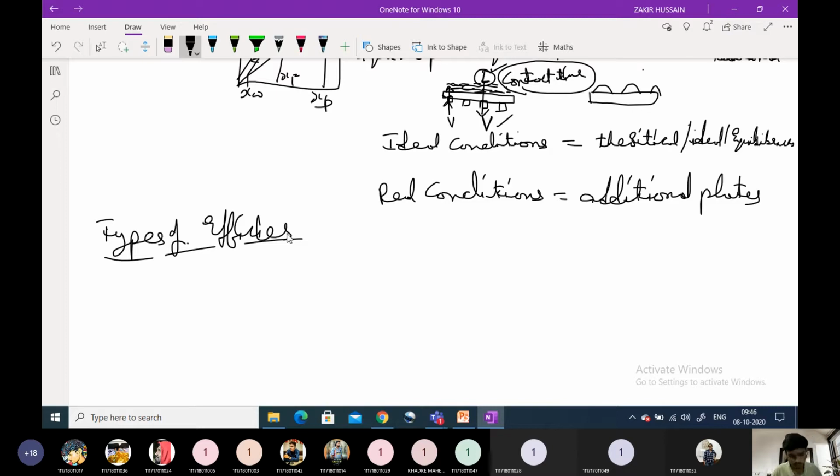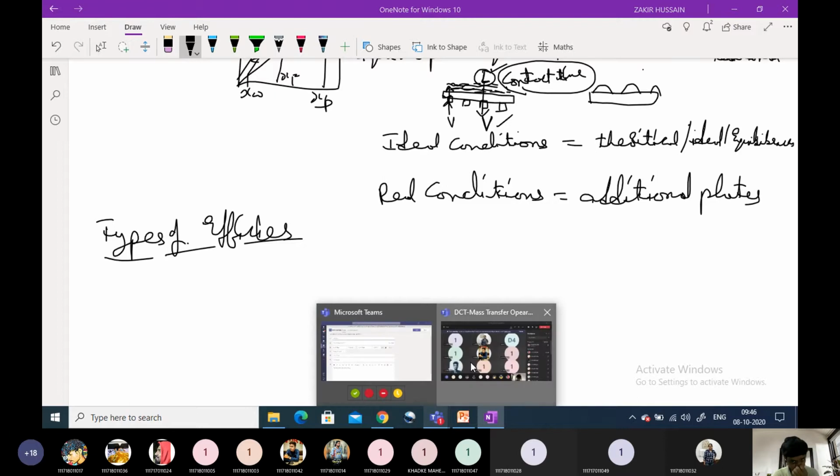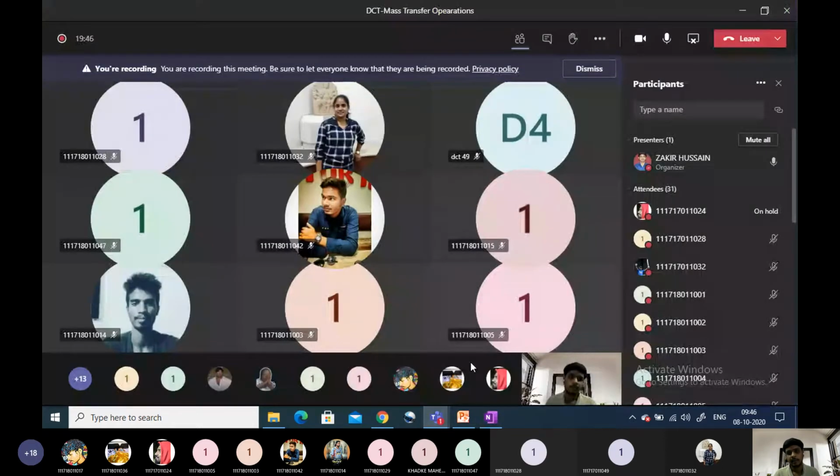I hope you understood this one. Okay, anybody can confirm the role of efficiency? What is the role of efficiency? Do you understand that one?